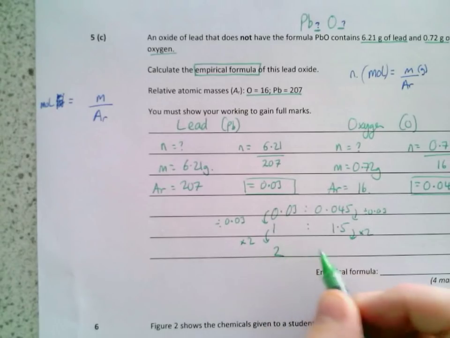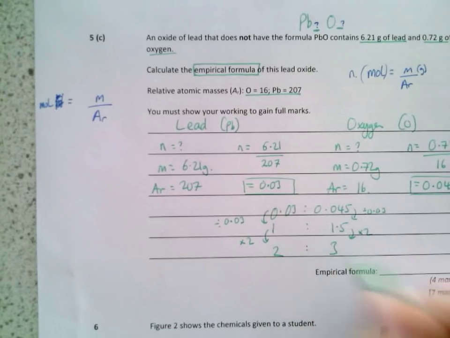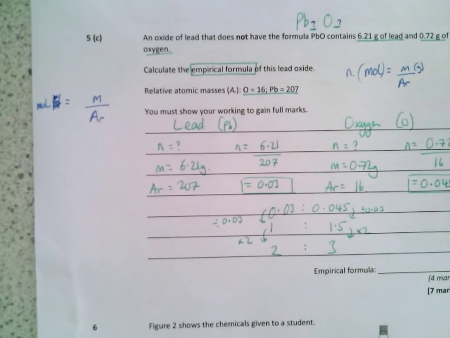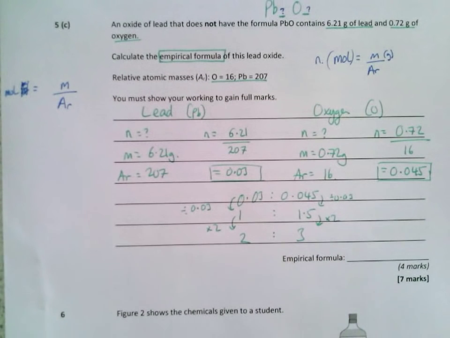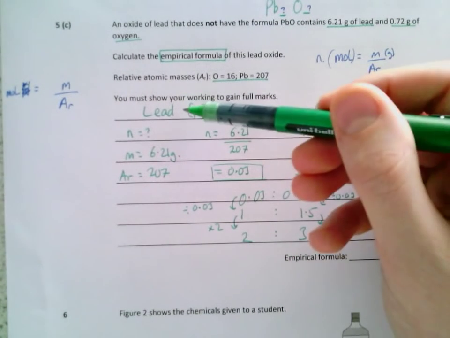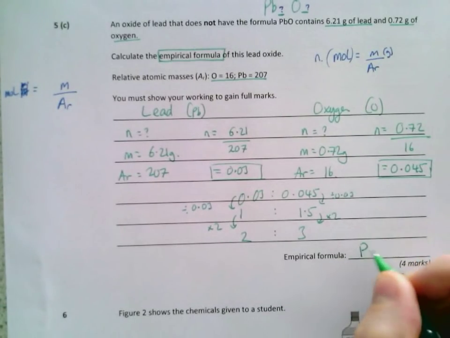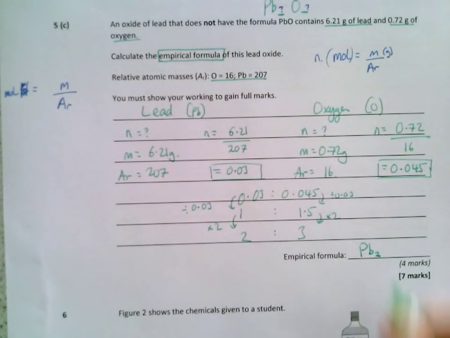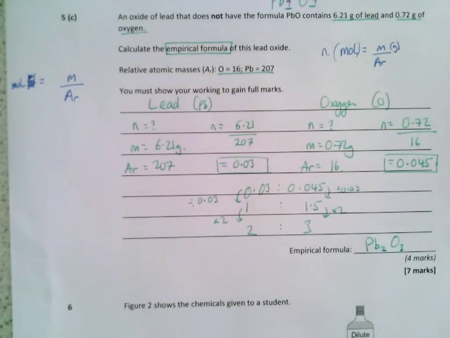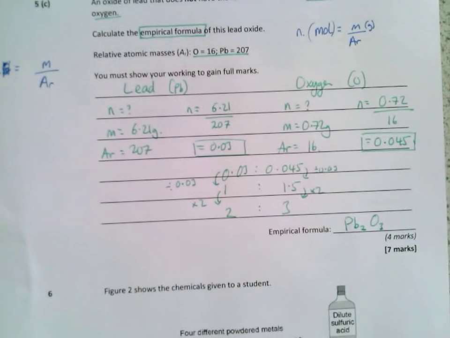Okay, 1 times 2 is 2, 1.5 times 2 is 3, and we're there. We've got whole numbers of each. The empirical formula, therefore, is 2 atoms of lead, 3 atoms of oxygen. Let's write that in. 2 atoms of lead, 3 atoms of oxygen. Okay, I know that was a big challenge, and those who managed it, well done.